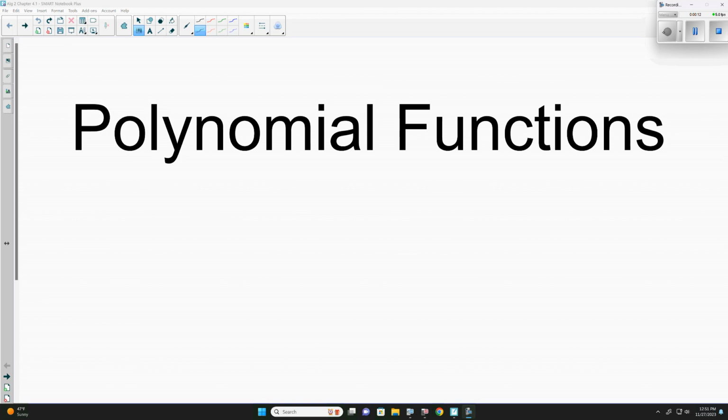We are starting chapter 4 today. Chapter 4 is the last chapter we are covering before Christmas break, and it will be the last chapter of this semester. We'll be picking up next semester with chapter 5 and the rest of them. Now, polynomial functions are what chapter 4 is going to be revolving around.